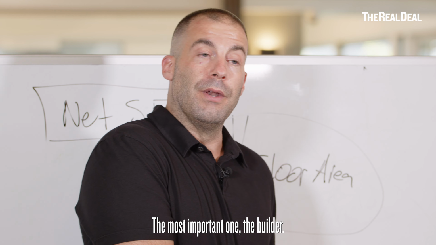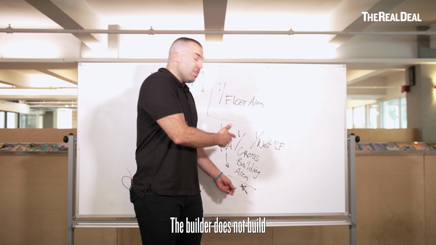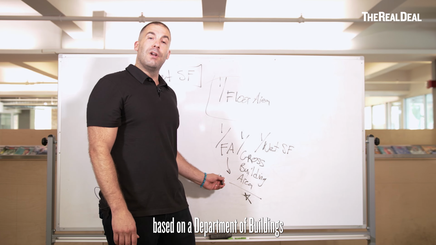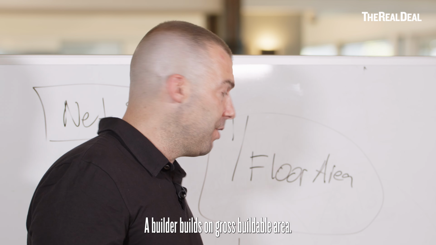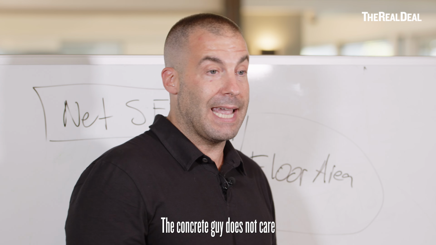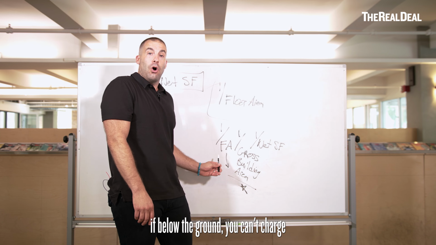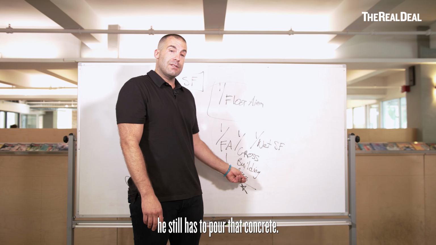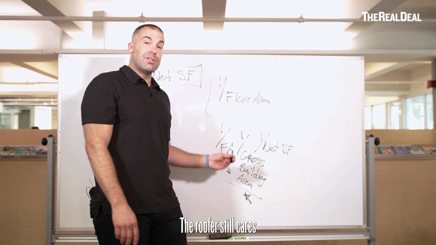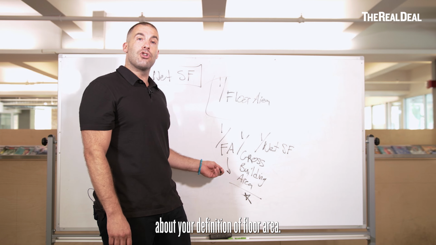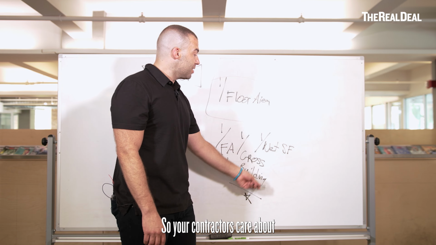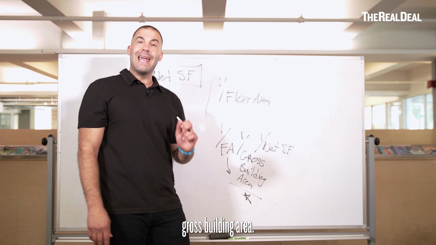Who are the stakeholders that care about gross building area? The most important one, the builder. The builder does not build based on a Department of Buildings definition. A builder builds on gross buildable area. The concrete guy does not care if below the ground you can't charge or you can't sell. He still has to pour that concrete. The roofer still cares that he has to roof a certain amount of area. He doesn't care about your definition of floor area. So your contractors care about gross building area.